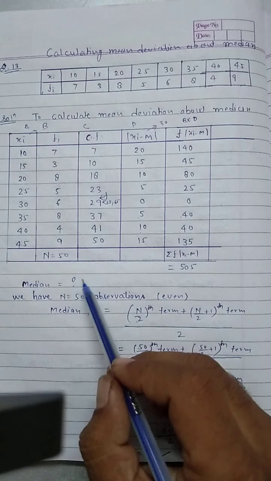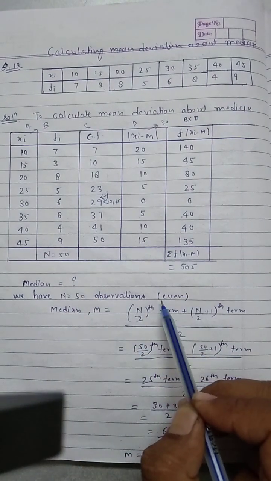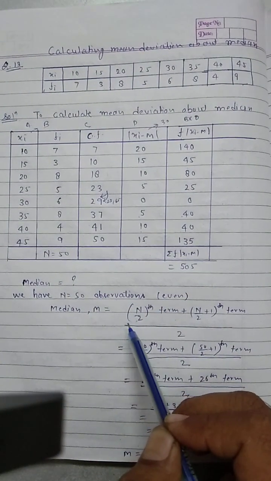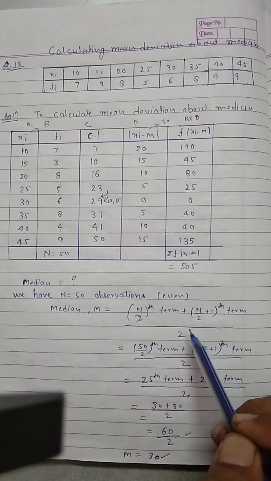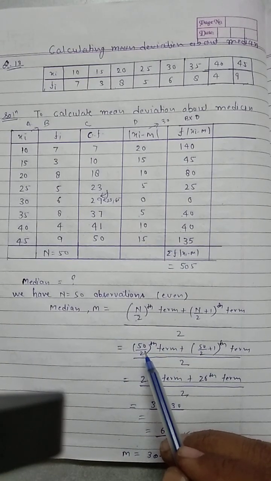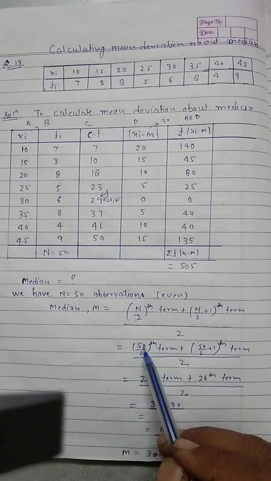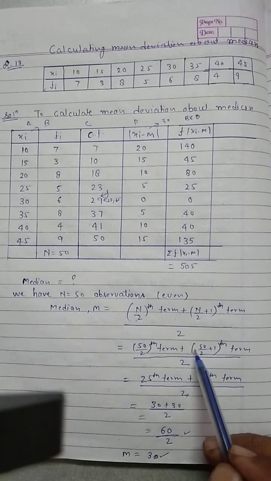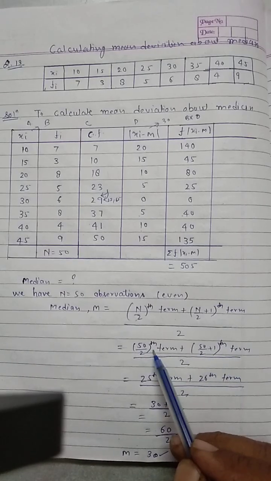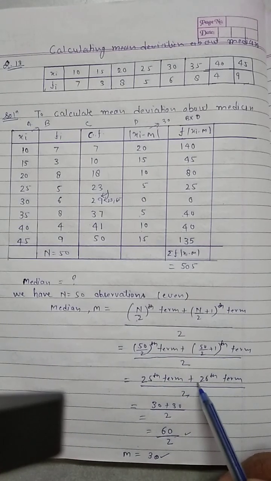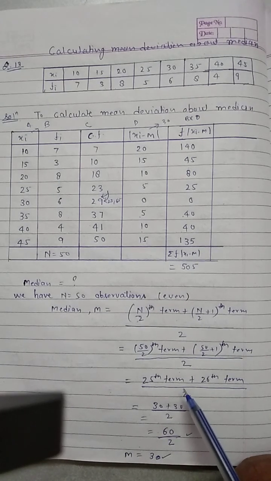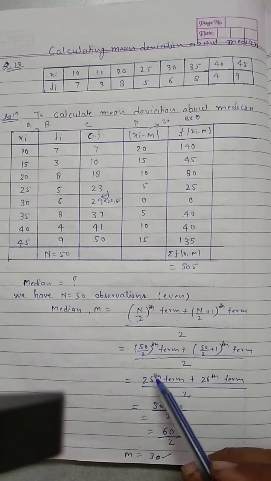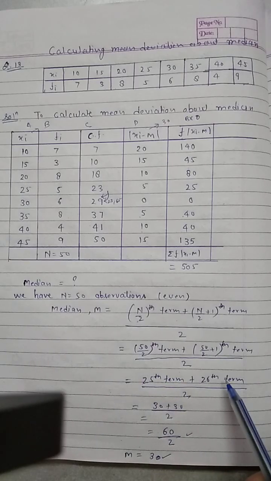Now we know when the number of observations is even, the median is calculated by using the formula n upon 2th term plus n upon 2 plus 1th term divided by 2. Calculating median using these data, we have n equals to 50, 50 upon 2th term, 50 upon 2 plus 1th term, 50 upon 2 that is 25th term, and 26th term divided by 2. We now have to find out what is the 25th term and what is the 26th term.